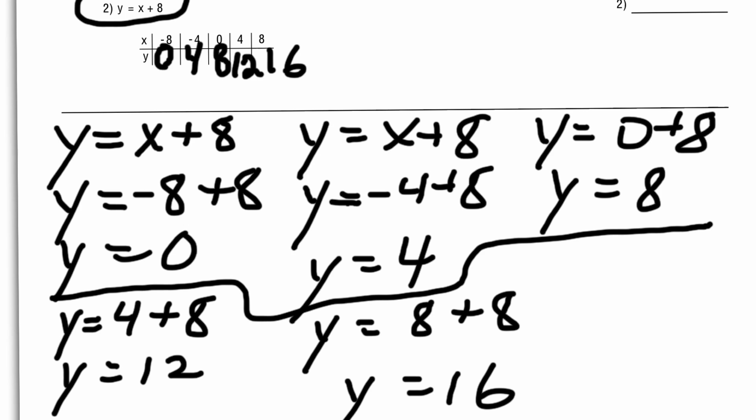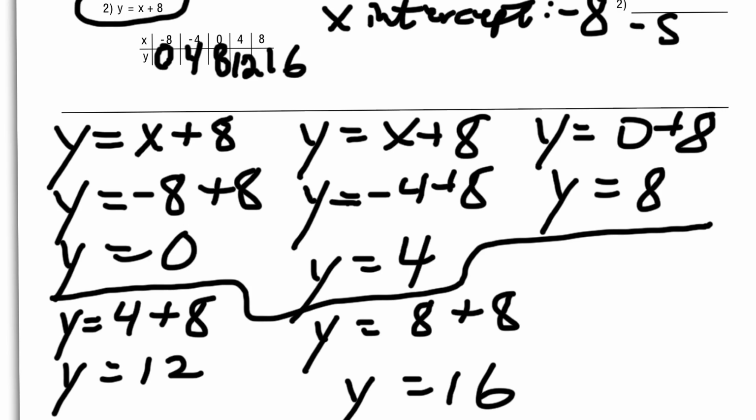Okay, so it says complete the table, which we've done, and says then determine the x-intercept and the y-intercept for the graph of the equation. Okay, so the x-intercept is where y is 0, so the x-intercept is negative 8, or negative 8, 0, right?